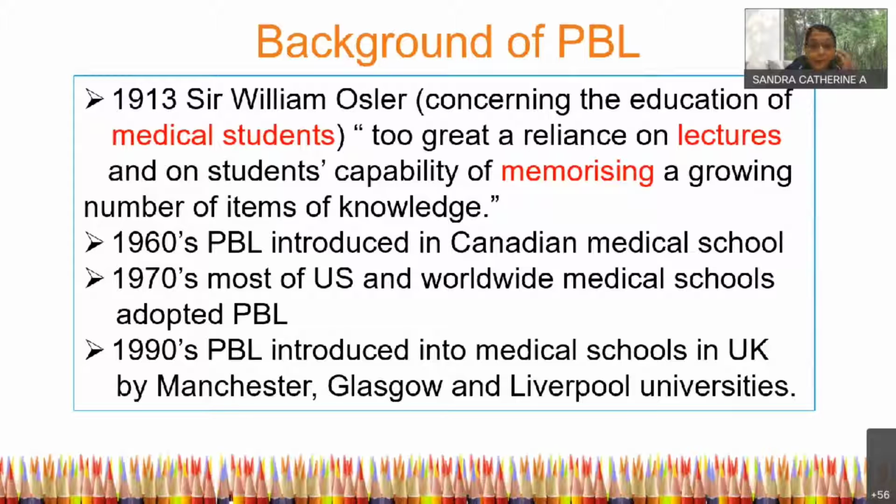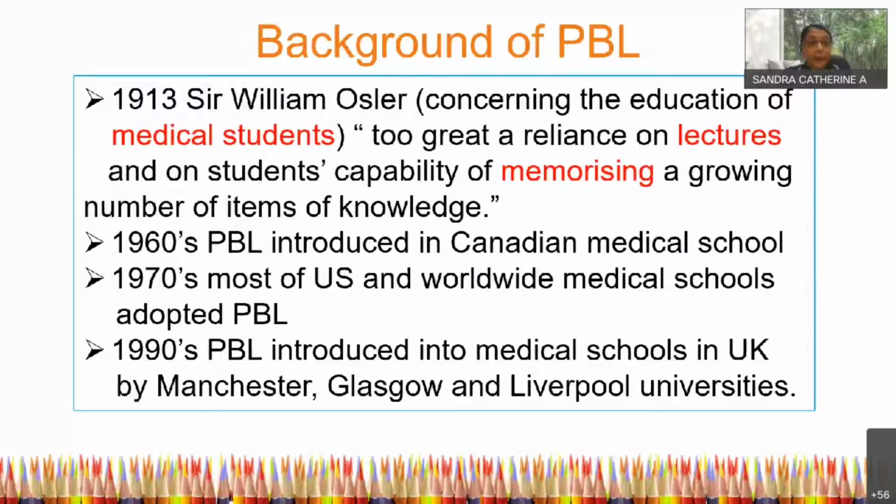So initially, even before I was doing problem-based learning in my teaching, I thought I was doing problem-based learning by just giving some case studies or problems for the students to solve. And then I thought that was the real definition or application of PBL until I went for the training for problem-based learning. So the background of PBL, it started with the medical students.